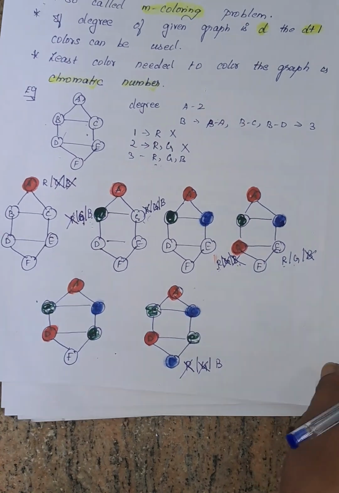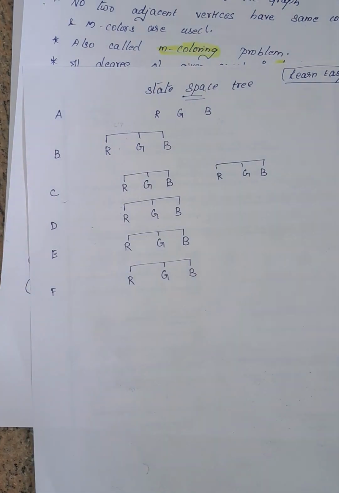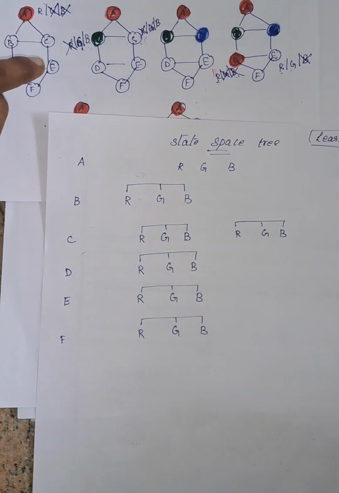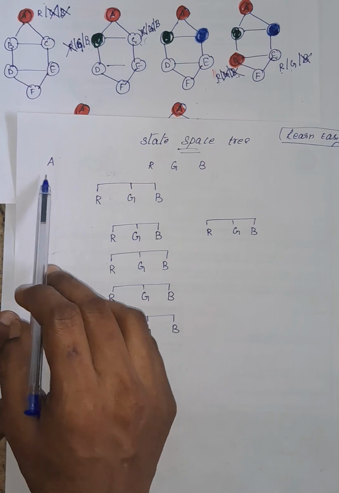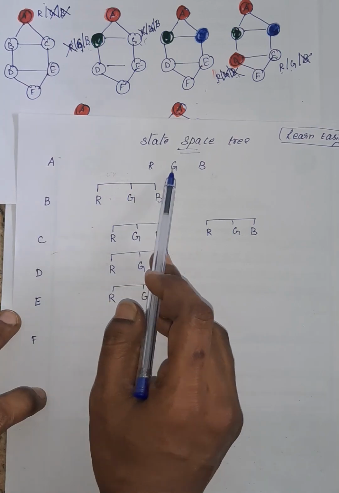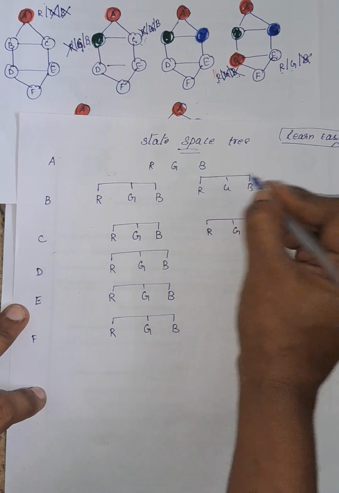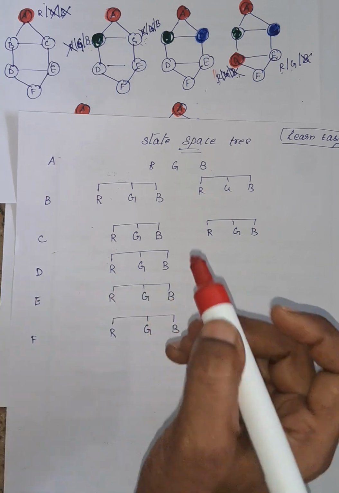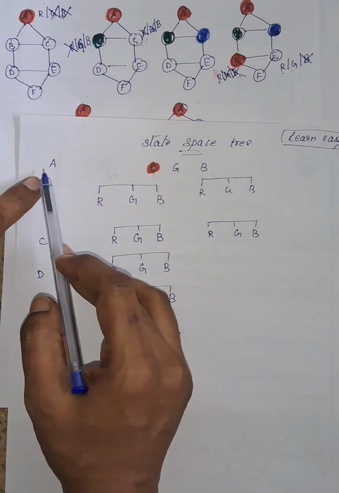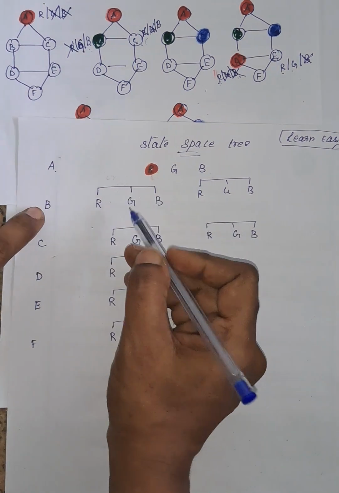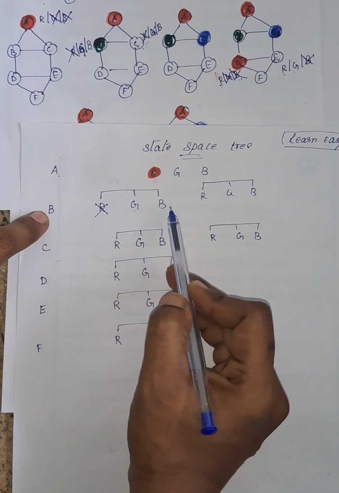It's up to you. Here the next step we are going to see is the state space tree. The state space is similar to what we have done here, but we are going to see it in a tree structure. So for A there are 3 possibilities: either it is red, green, or blue. Whatever we choose, as I stated earlier, I am going with red. As A vertex is red color, B vertex cannot be red. So the possibility is either green or blue.